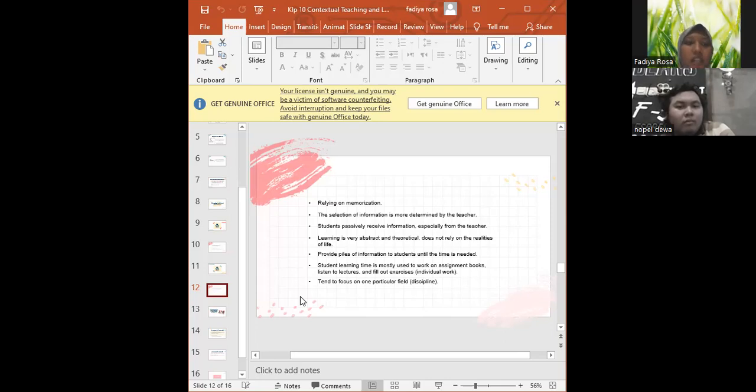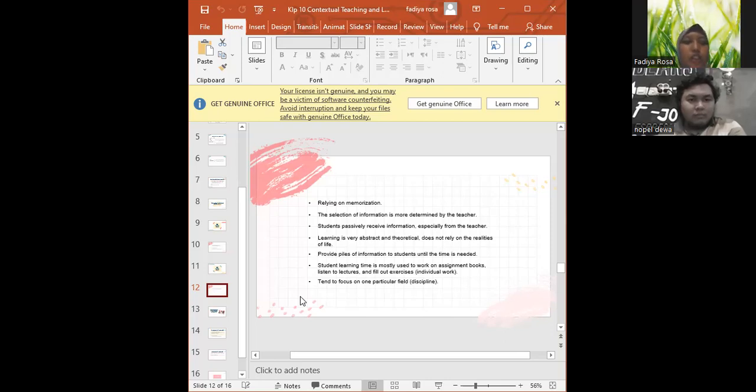And the next is that learning is very abstract and theoretical, and does not rely on the realities of life. Like what I said before, this type just uses the old method. It means that they just stay in the class and the student just keeps calm and listens to the teacher saying what the knowledge is about. And then the next, it provides piles of information to students until the time is needed.